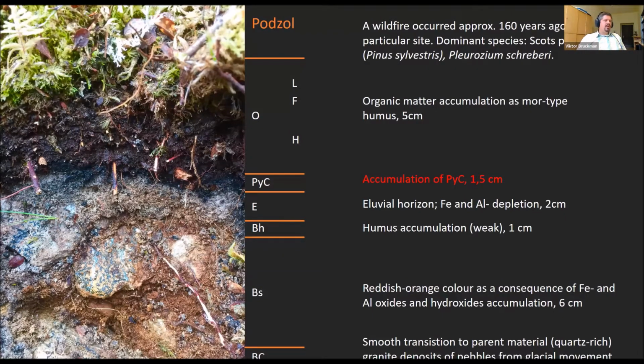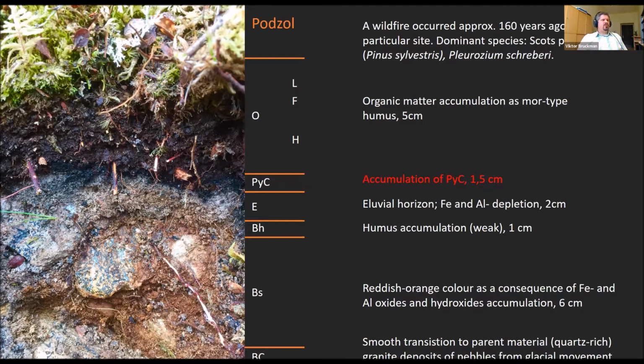For this purpose, I'm showing here a soil profile that shows a typical podzol, which is a very common soil type in boreal forests. And at this particular location, we had a wildfire 160 years ago, and no fire since. Dominant species here are Scots pine, as you saw in the previous picture, for the crown layer, and a moss called Pleurozium schreberi. You can see it on the top left here.